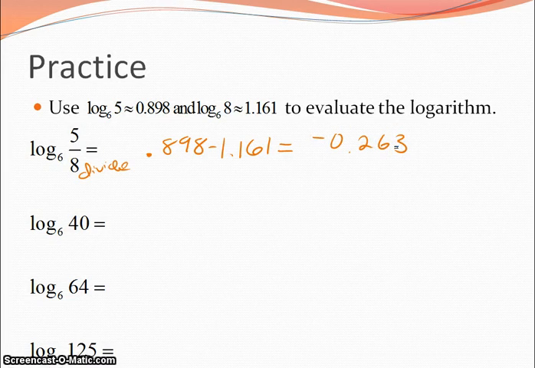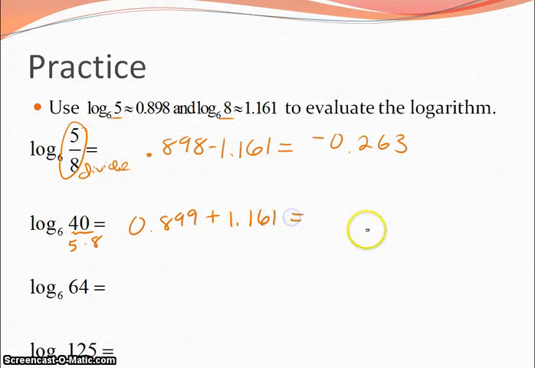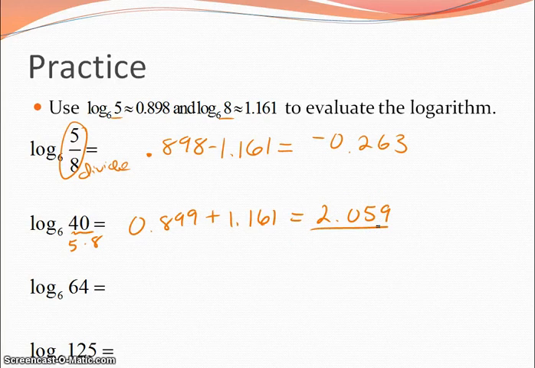Once we figure out in what way this is a manipulation of the two numbers that we have, we'll simply add, subtract, or multiply if we have an exponent, and have ourselves our answer. So let's take a look at the next one. 40. Well, I know 40 is 5 times 8. So we know we're going to be using the multiplication property, which, as we saw, means that we're adding our two numbers. So I'm going to take 0.898 plus 1.161, and that equates to 2.059, and that's all I have for my answer.